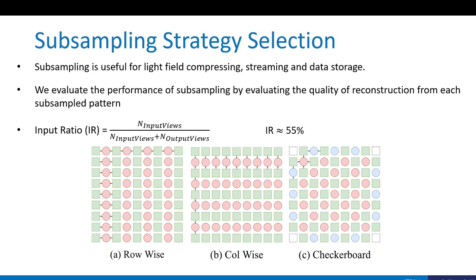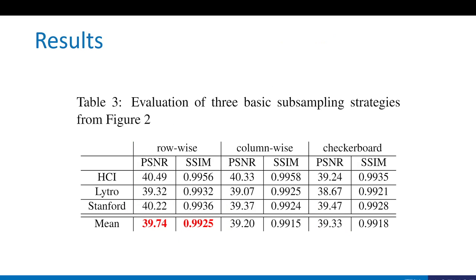We select three typical subsampling strategies to evaluate as they have a similar input ratio, which is a kind of sampling ratio. So row-wise, column-wise, and checkerboard are shown in these slides. And the results of these three typical subsampling strategies are shown in this table.